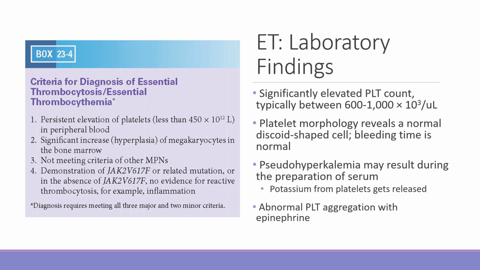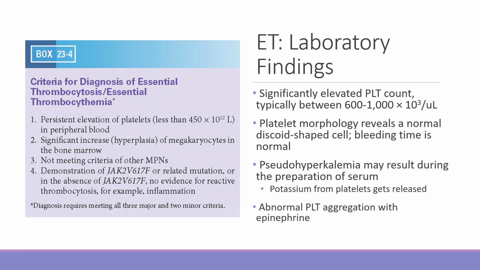All right, so let's look at the criteria for diagnosis of essential thrombocythemia. You might also hear it called essential thrombocytosis. Both terms are correct and they are interchangeable. We're going to have a persistent elevation of platelets in the peripheral blood, of course. We are going to have a significant increase or hyperplasia of megakaryocytes in the bone marrow.